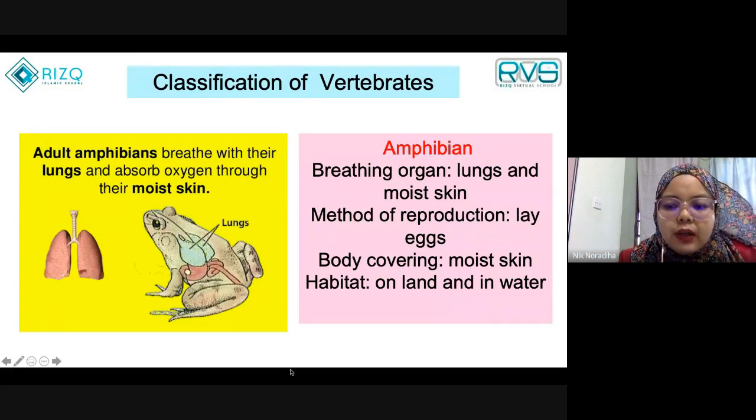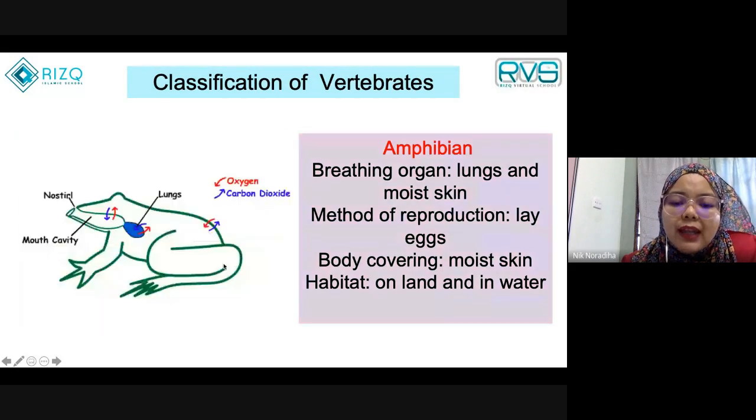So for the frog, we have already seen their lungs and moist skin, their breathing organs. Reproduction method: they lay eggs, frogs lay eggs. Then later they will grow into tadpoles, the life cycle that you learned in P2. Body covering: usually they are covered in moist skin. Why? So that gaseous exchange is easier to happen. As you can see here, for example this frog, they have moist skin, so oxygen and carbon dioxide can be easily diffused into their skin. Usually their blood capillaries, where the oxygen and carbon dioxide exchange, are near to their skin.